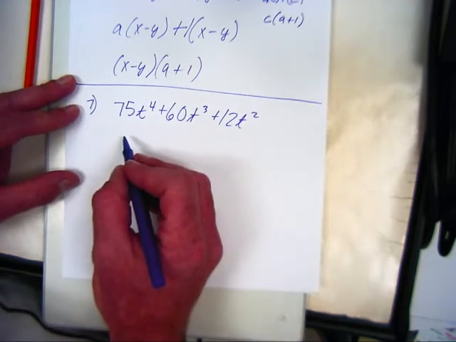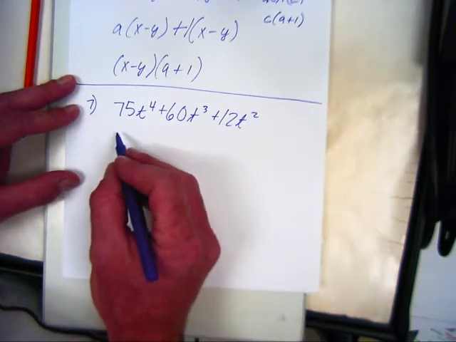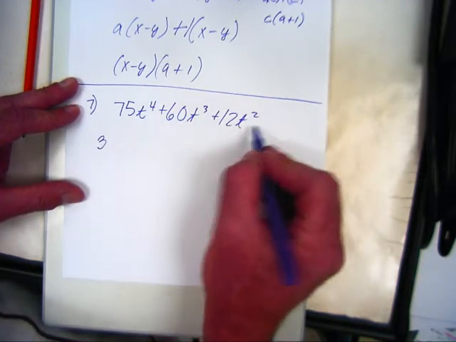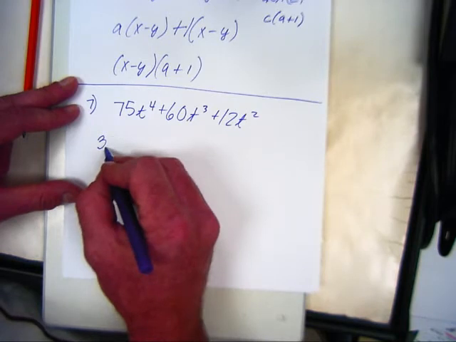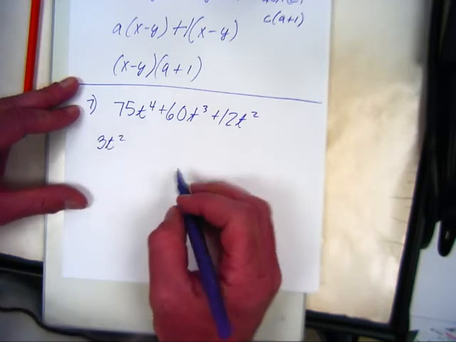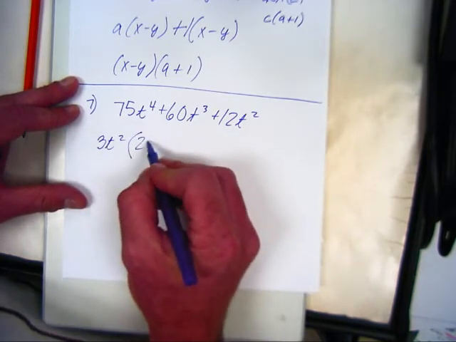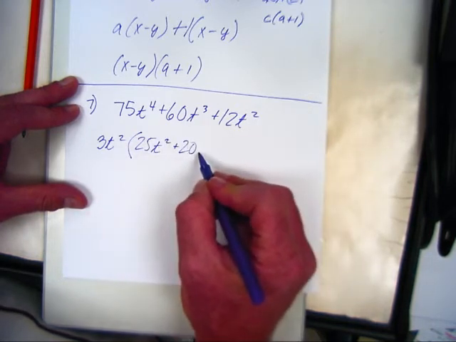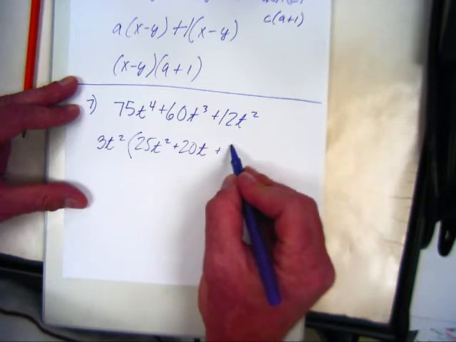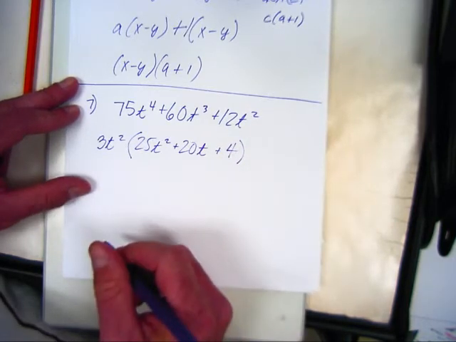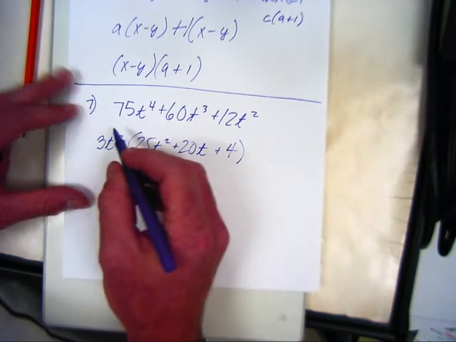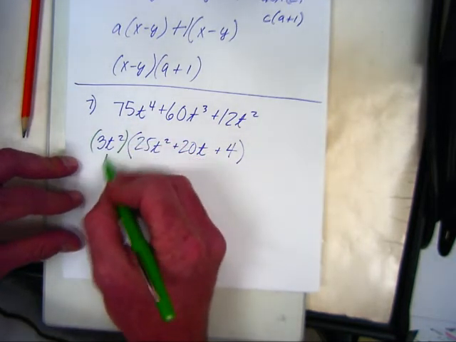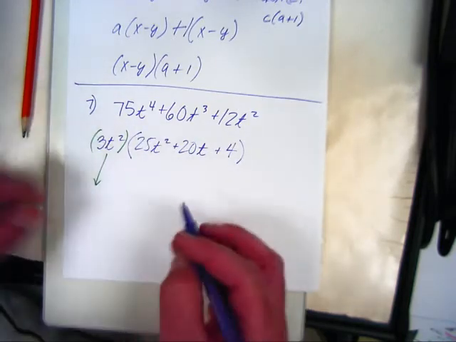It looks like the best thing I can pull out is a 3. I'm going to pull out a 3, and I can also pull out a t squared. That's the smallest power of t that I see that's common to everything. So I'm going to get 25t squared plus 20t plus 4. This is done for the purposes of this problem until the very end. This is just going to keep working down until we have our final answer.